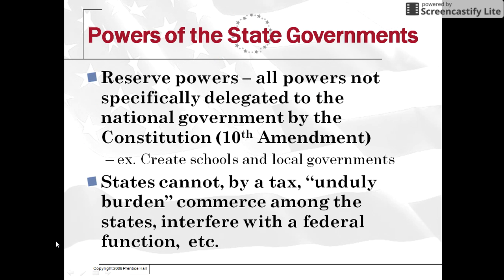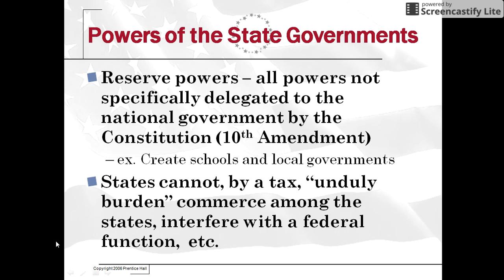Okay, so powers of the state government. All powers of the state government are called reserved powers. They come from the 10th Amendment. They're powers reserved to the states by the 10th Amendment. Any power not specifically constitutionally given to the national government is a power belonging to the states. So lots of stuff is done there: creating schools, local governments, election laws. All those things are up to the states. Marriage laws, as we saw up until the summer with the Supreme Court, those were things that states were able to decide.